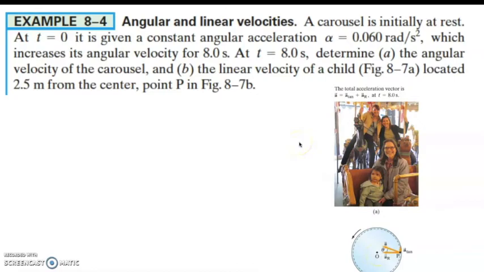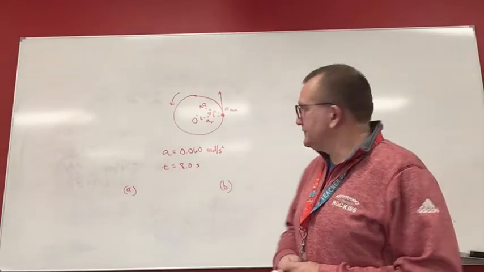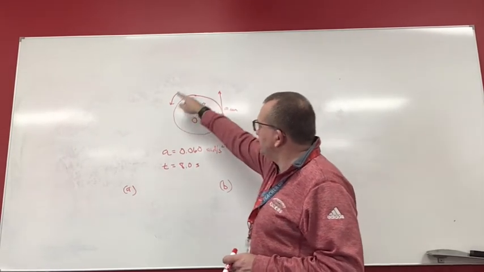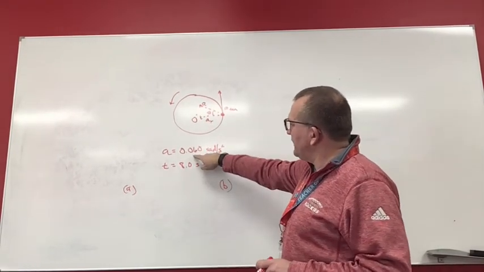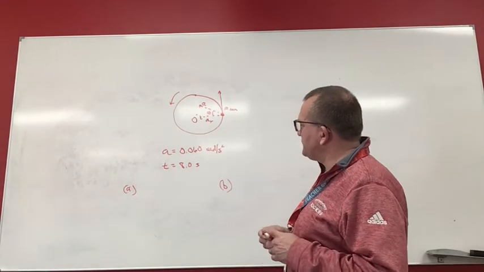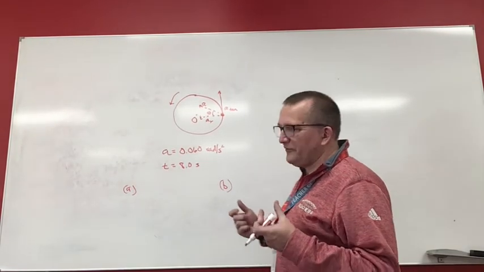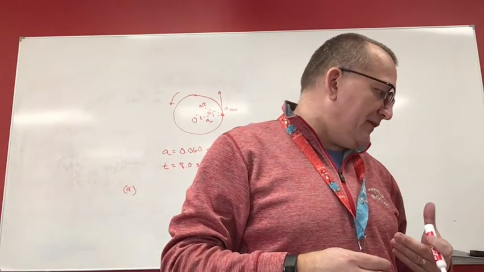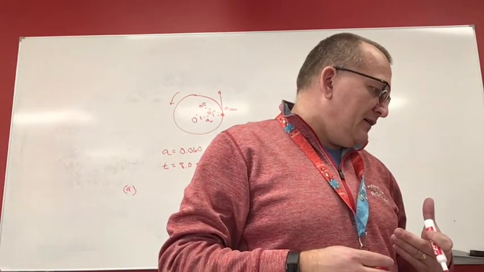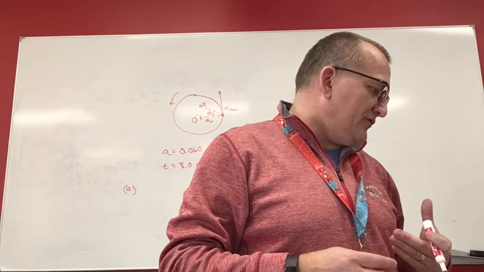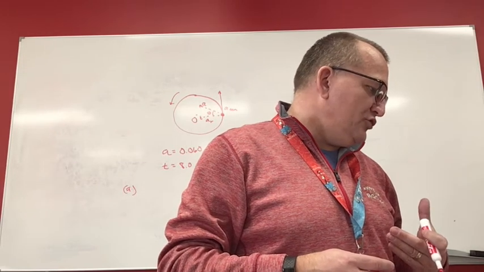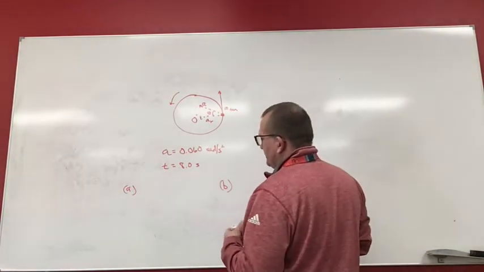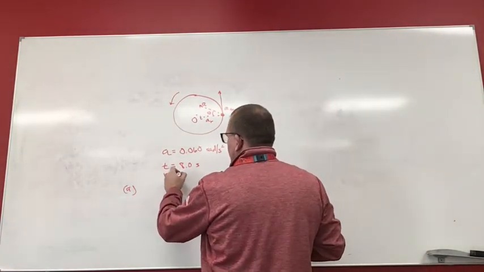Do it now. All right, so the diagram you saw on the problem, we're going in a circle, right? We have an angular acceleration of 0.06 radians per second squared for 8 seconds. And we want to find the angular velocity, and in part A, we want to find the angular velocity at that time. And then we also want to find the linear velocity, knowing that the radius of our circle is 2.5 meters, okay? So I'm going to add that there.